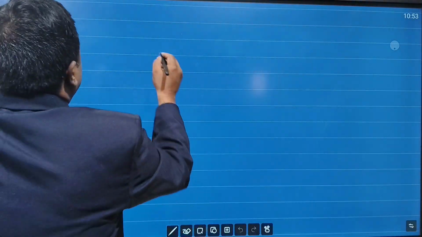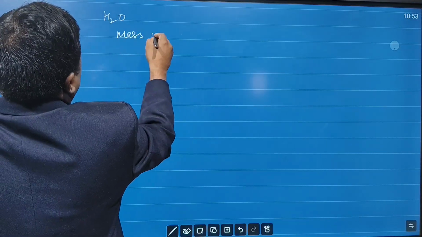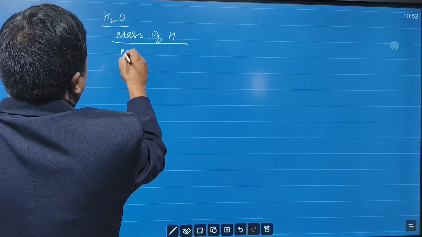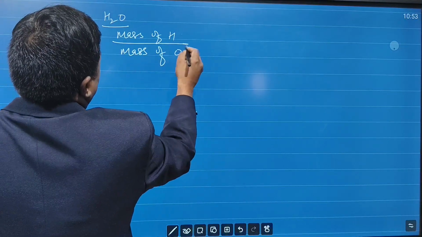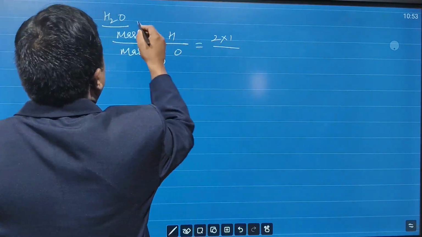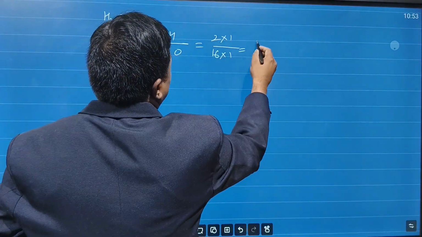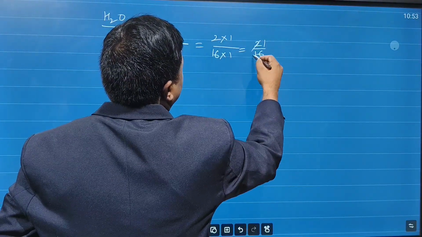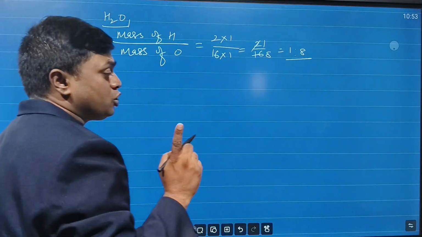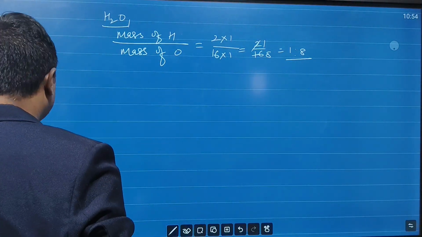Like a water example, you see water. So if you take the mass of hydrogen, it is made up of two atoms of hydrogen and one atom of oxygen. Mass of hydrogen by mass of oxygen, you see. Atomic mass of hydrogen is 1, so 2 into 1. What about the oxygen? Atomic mass of oxygen is 16, so it's 16 into 1. So it is 2 by 16, that is 1 by 8. So the ratio of masses of hydrogen to oxygen is always 1:8. Like that other compounds are also.